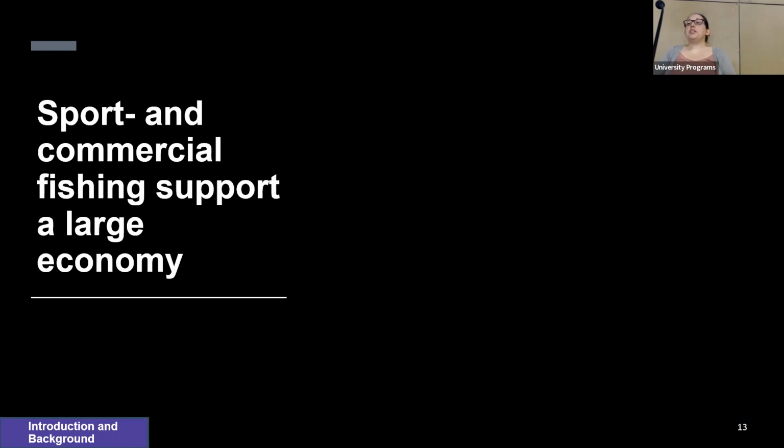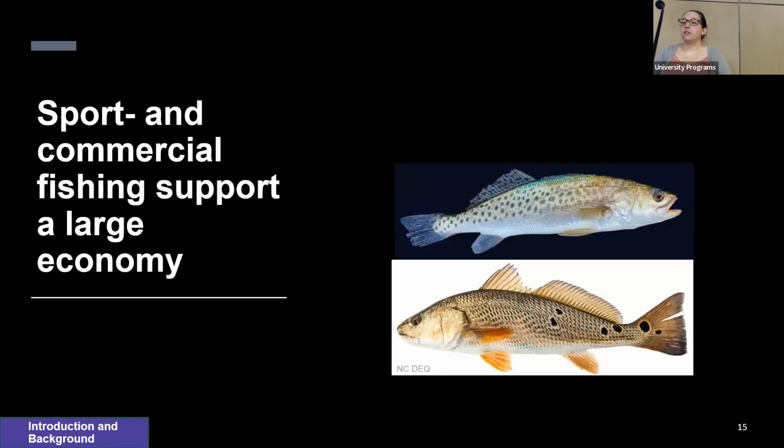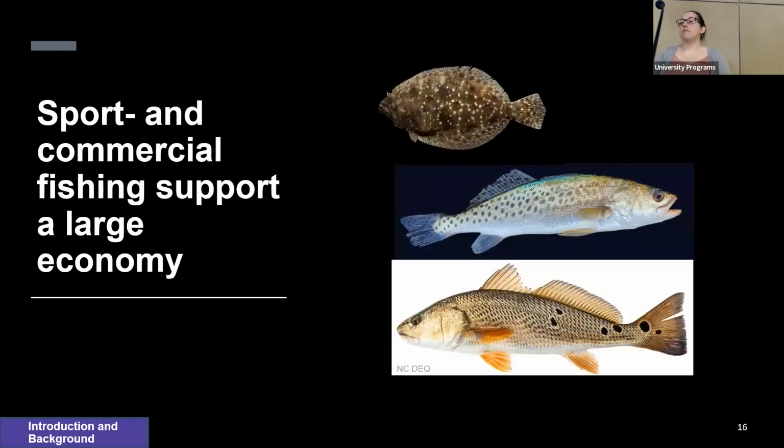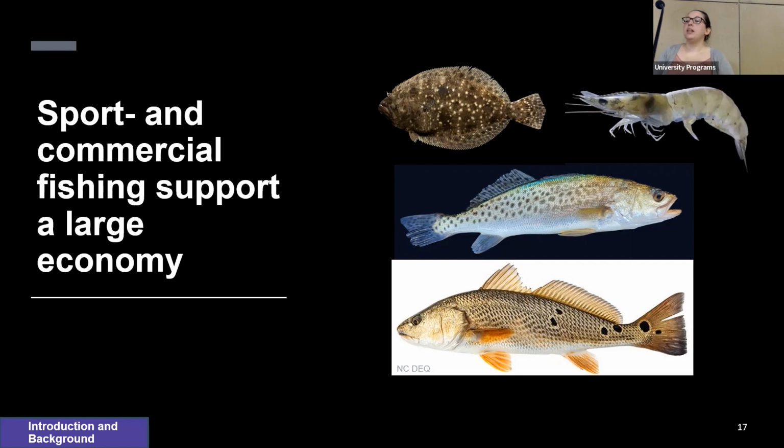So in this presentation, I'm going to focus on a few key fishery species, including a few sport fish: speckled trout, red drum, and southern flounder. These help support a large recreational fishery and engage the public with marine life. I'll also be looking at a commercial fishery, which is Penaeid shrimps, and these support a huge economy as well as the livelihoods of many commercial shrimpers.